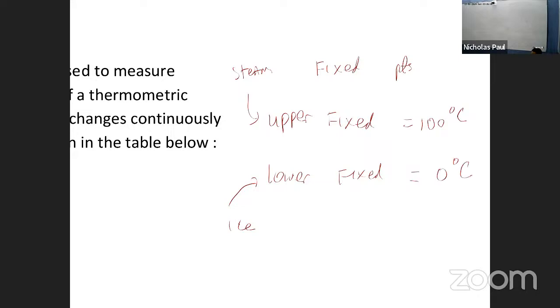Again, I gave you in degrees, you convert to Kelvin. Okay? Upper fixed point, 100 degrees Celsius. Lower fixed point, 0 degrees Celsius. Do me a favor, convert to Kelvin one time, right? Get in the habit of converting to Kelvin one time.